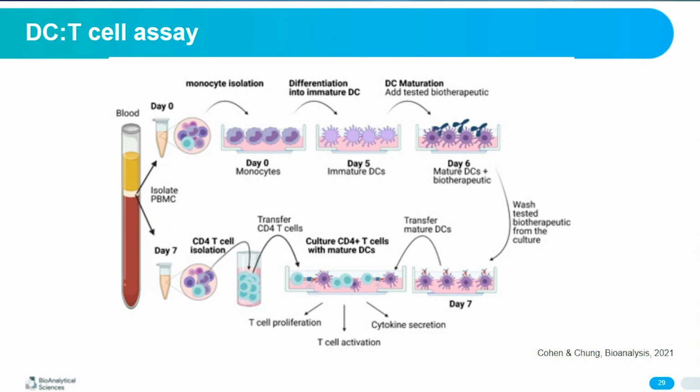At this day 7, we isolate CD4 positive cells out of PBMCs and then culture them with those DCs that we have stimulated with the drug and currently may or may not express different peptides of the biotherapeutic. Then we can evaluate the T cell response by looking at T cell proliferation, cytokine secretion, or T cell activation. And then by looking at those different outputs, we can conclude if a molecule is immunogenic or if it's not. And then, since the CD4 T cells will never see the drug, we know for sure this is not due to the MOA of the molecule.